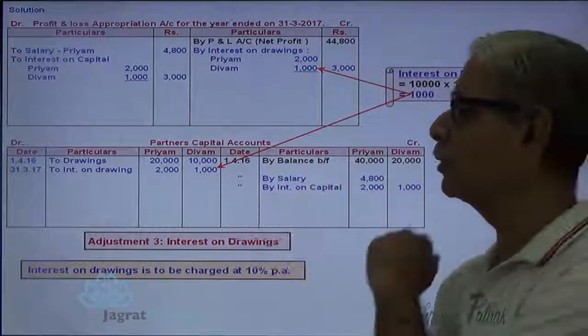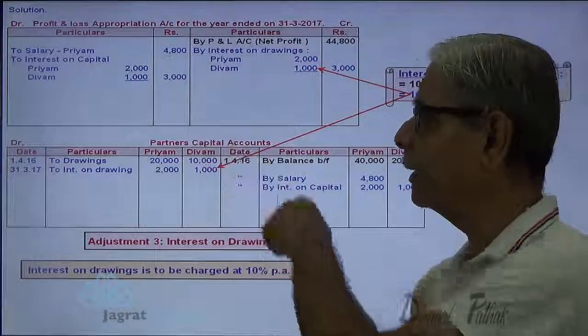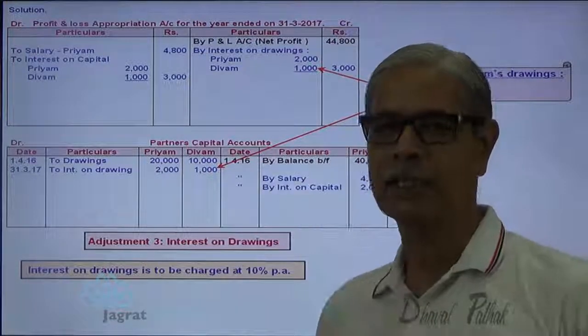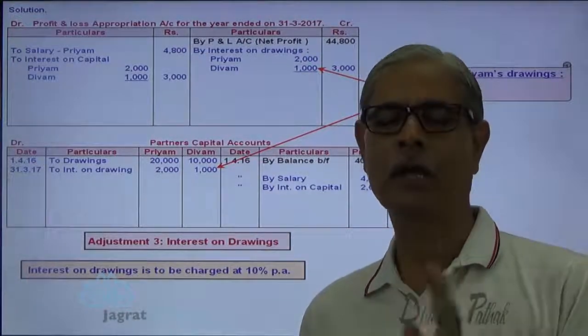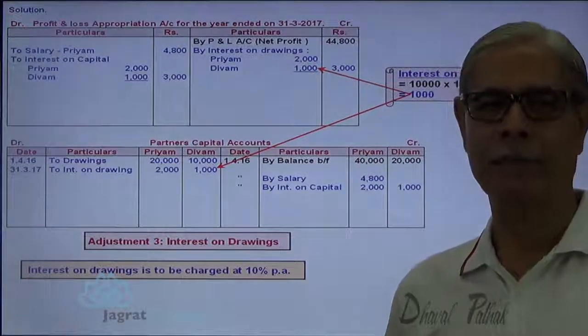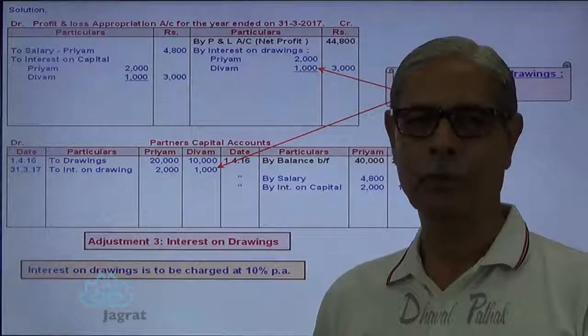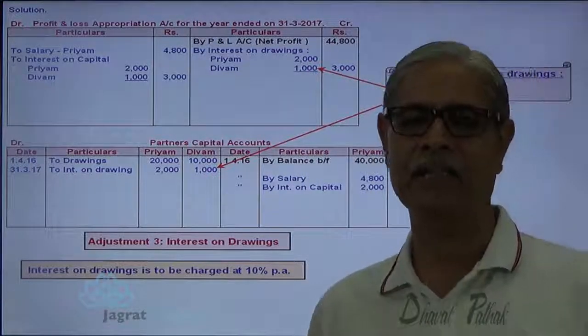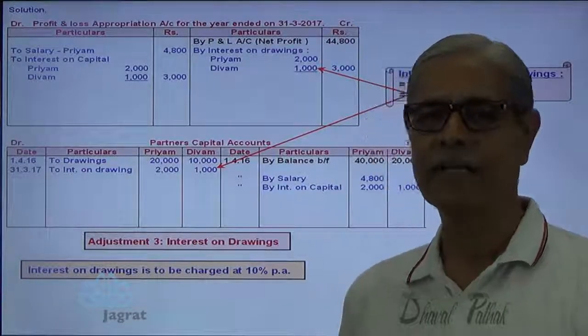Now if you want to write down the entry, Priam capital account debit 2,000, Divam capital account debit 1,000 to interest on drawings account credit 3,000. Interest on drawing being income to be appropriated amongst partners, it is credited to profit and loss appropriation account. So interest on drawings account debit to profit and loss appropriation account credit 3,000. This is how adjustment entries are to be recorded.